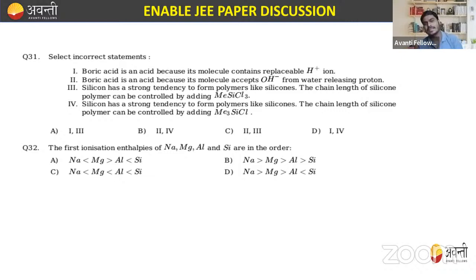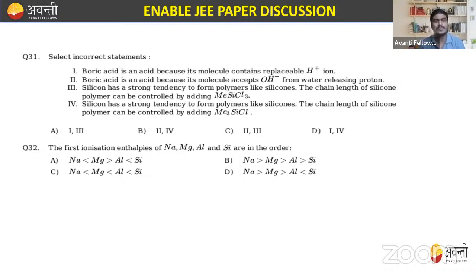Statement one is that boric acid is an acid because its molecule contains replaceable H plus ion. Is it true that boric acid is an acid because its molecule contains replaceable H plus ion? Second point, boric acid is an acid because its molecule accepts OH from water, releasing a proton. So this one is correct, not the first one. Boric acid is an acid not just because of a replaceable H plus ion being present. Third, silicon has a strong tendency to form polymers like silicones, and the chain length of the silicone polymer can be controlled by adding methyl silicon chloride. Yes, this one is also correct.